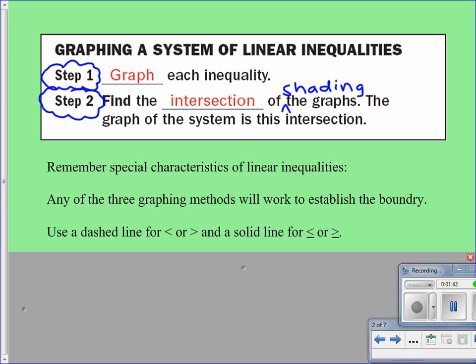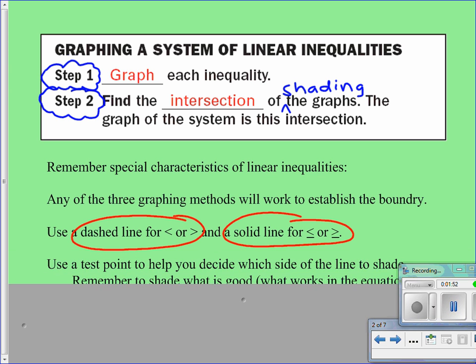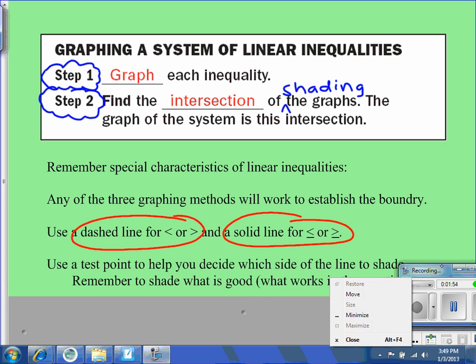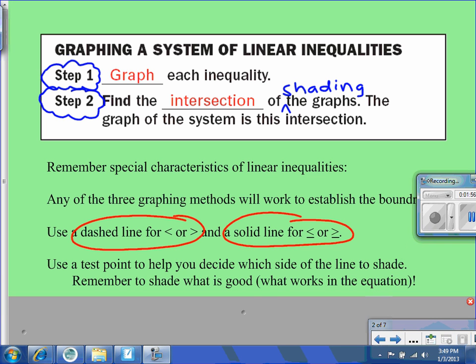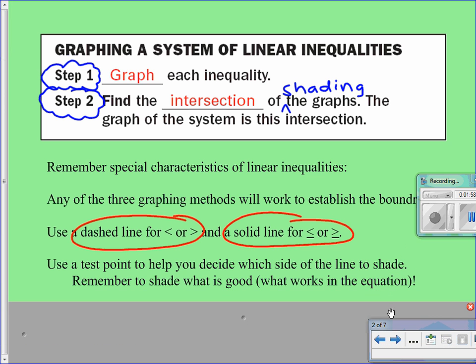There are some things that you do need to remember about inequalities. You use a dashed line for less than or greater than, and a solid line for less than or equal to, greater than or equal to. Very common thing that was forgotten on the test. To decide where we're going to shade, remember we test a point, and usually you test 0, 0. It's probably the easiest of the points to test, and then we shade the side that works. What side works on the inequality?